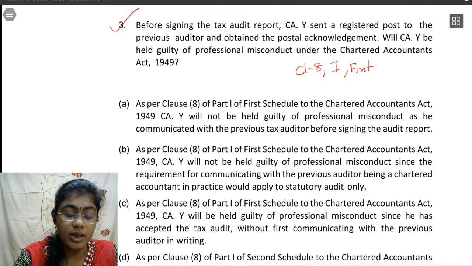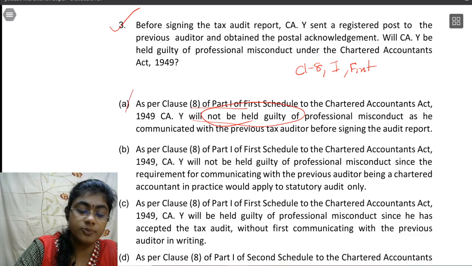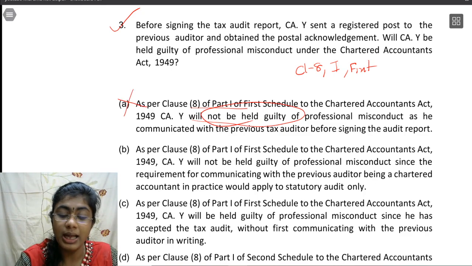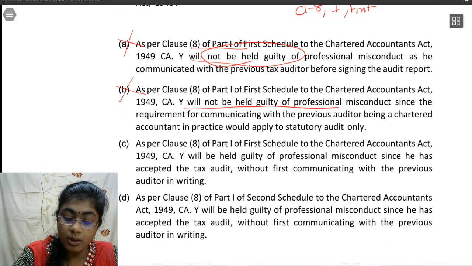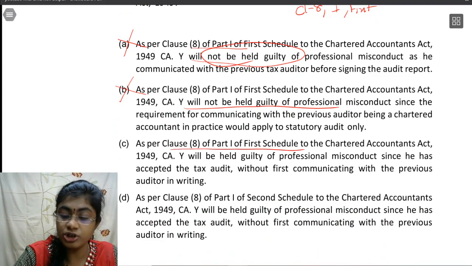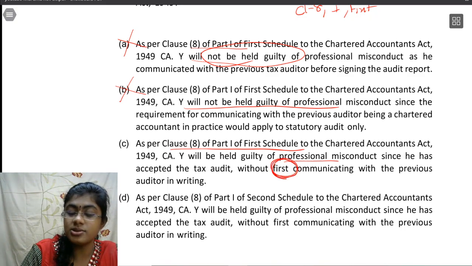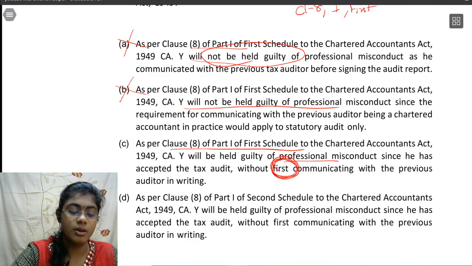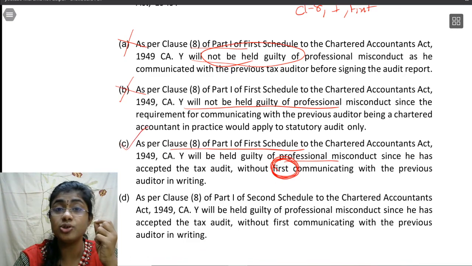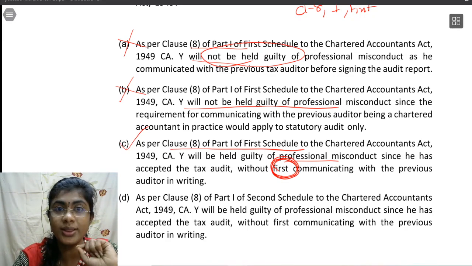Now reading the options. As per clause 8 of part 1 first schedule, CAY is not guilty. He is guilty, no? So strike off. As per clause 8 part 1 of first schedule, CAY will not be guilty. Strike off. As per clause 8 part 1 of first schedule to the CA Act, CAY will be guilty of professional misconduct since he has accepted the tax audit, see this word, without first communicating with the previous auditor who is a CA in writing. Council guideline regulation says that it should be in RPAD, registered post with acknowledgement due.